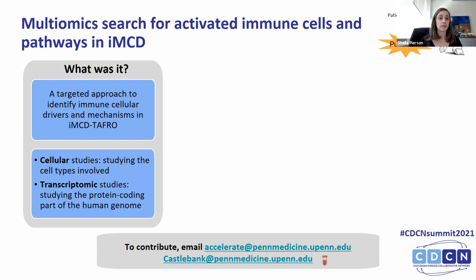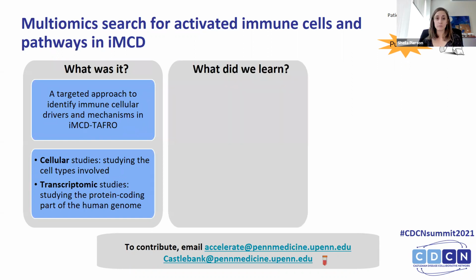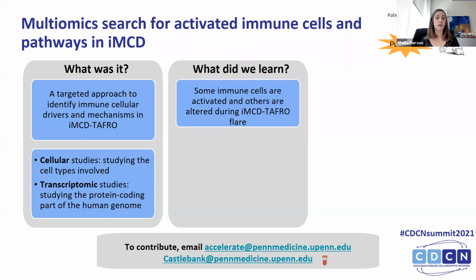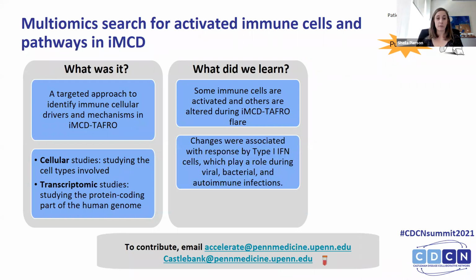And so we did cellular studies studying the cell types involved, and transcriptomic studies studying the protein coding part of the human genome. And so here what we learned is that some immune cells were activated and others were altered during this IMCD flare, TAFRO flare. And the changes that we observed were actually associated with a type 1 interferon cell response. And type 1 interferon has been known to play roles in different viral, bacterial, and autoimmune infections. And that's giving us some information that interferon signaling could be a driver in IMCD.